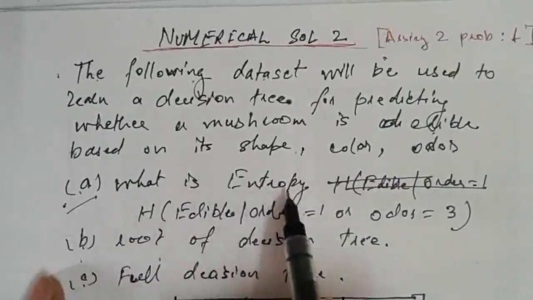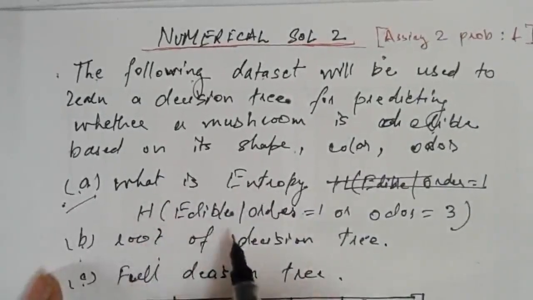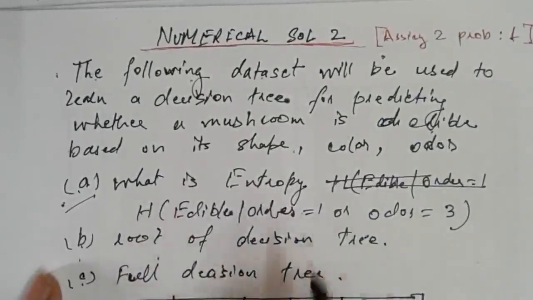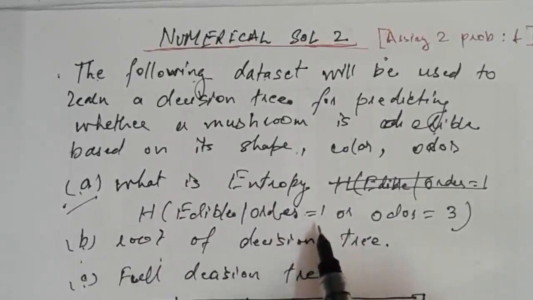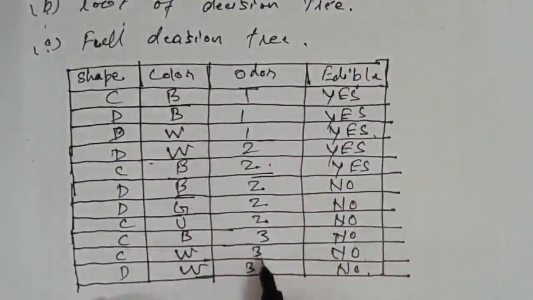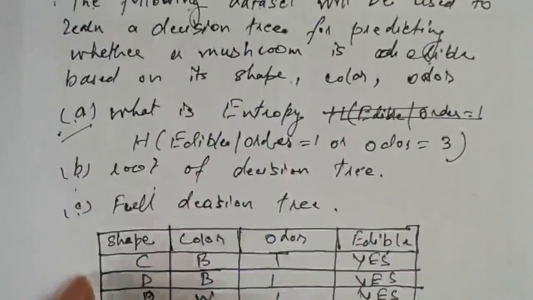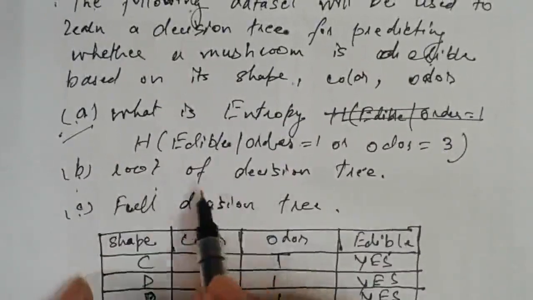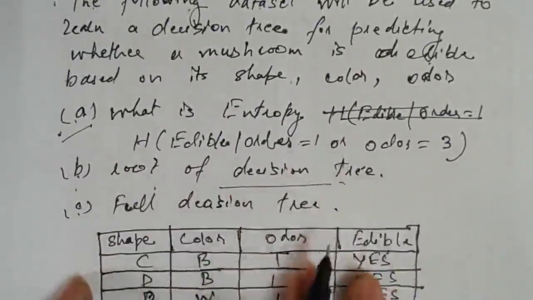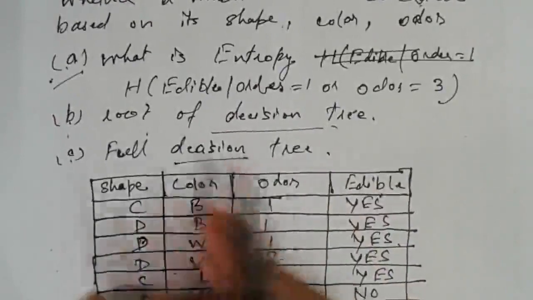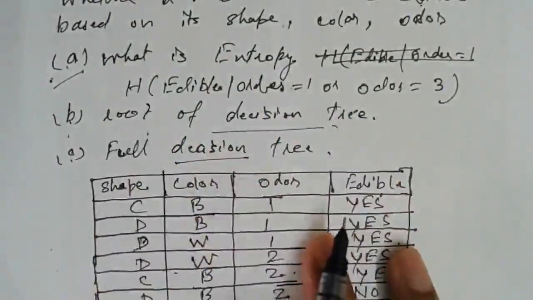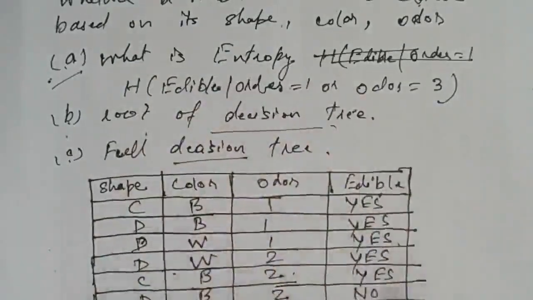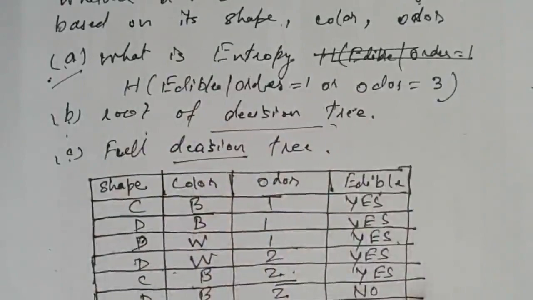What is the entropy of edible, whether it is edible or not, given that odor is 1 or odor is 3? We can see odor is given in terms of 1, 2, 3 value attributes. Then, what will be the root of the decision tree and the full decision tree? Basically all these three are simple parts of the same problem, that we have to find the complete decision tree.